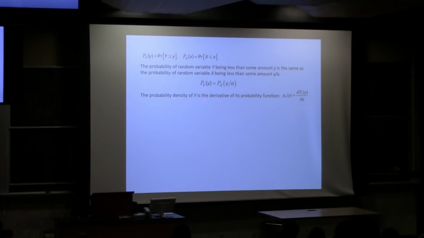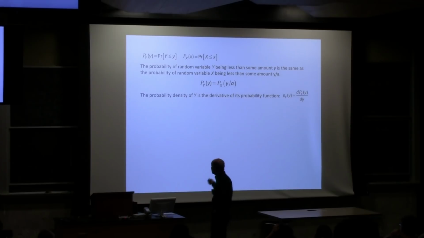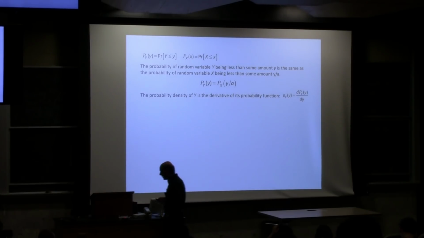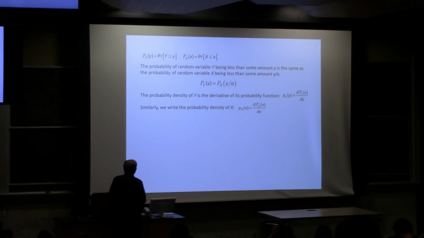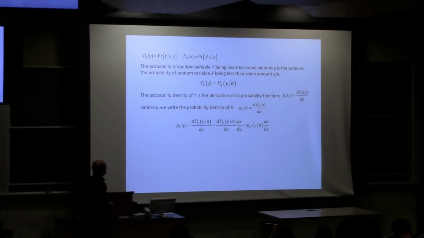So what's the probability density of y? Well, probability density is the derivative of the probability with respect to the random variable y. So capital P is the probability. Little p is the probability density. Probability density is the derivative of probability. So we can write the density of y as the derivative of the probability of y. All right, we can do the same for x. So now we can relate the two.